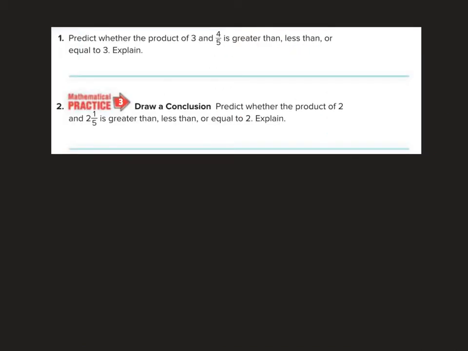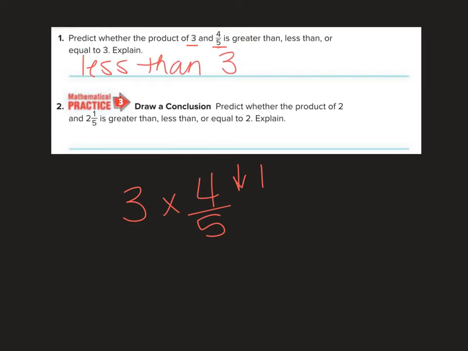All right, now we have to predict whether the product of 3 times a number, which is 4/5, which is less than 1, is it going to be greater, less than, or equal to 3? Explain. So we know if we're going to multiply a whole number by a number that is less than 1, it is going to be less than 3. Why? Because 4/5 is less than 1. That's going to be kind of our explanation there.